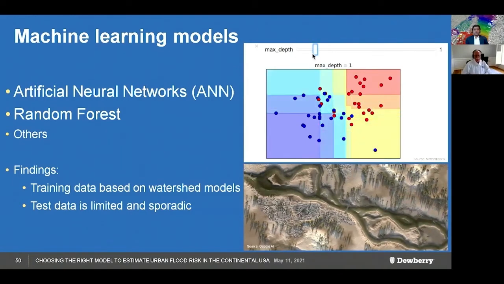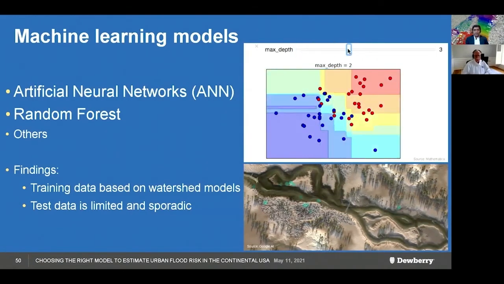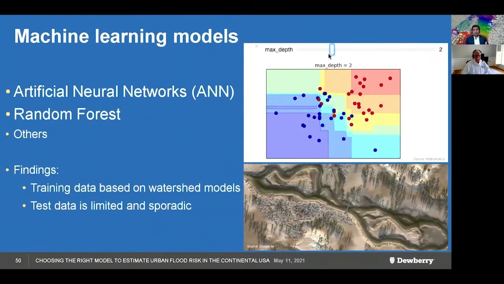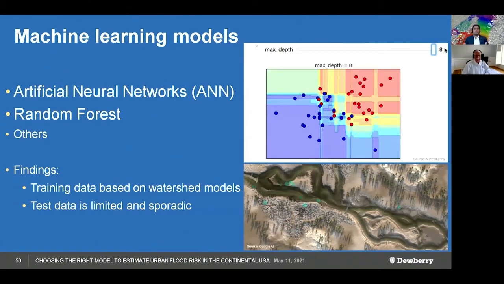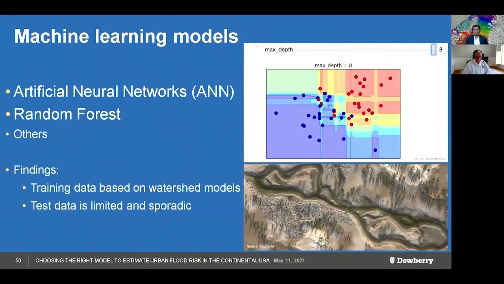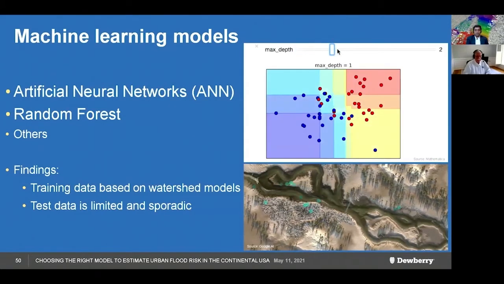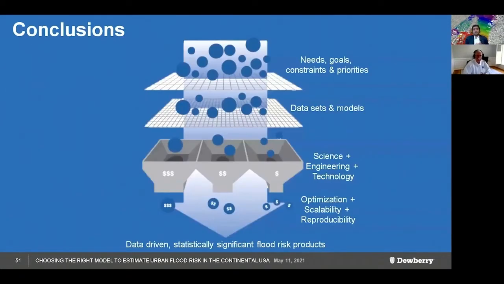The key findings of my team have been that training data based on watershed models can result in better informed machine learning models. And that's where the entire open source movement can help make these models as intelligent as they should be. So in closing, is there a right model to estimate urban flood risk in the continental United States? No, there is no one single model or framework.